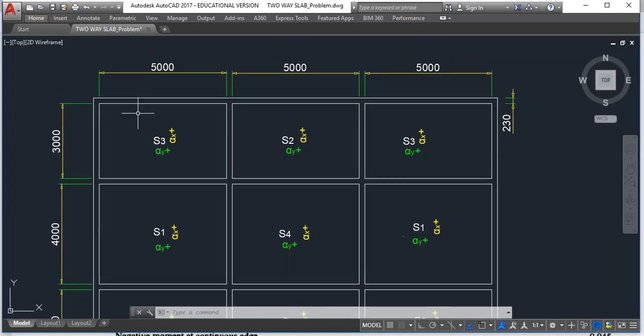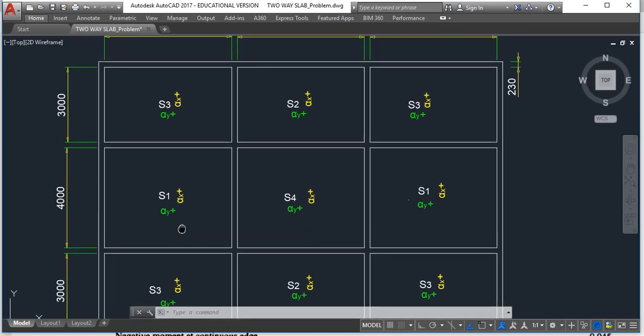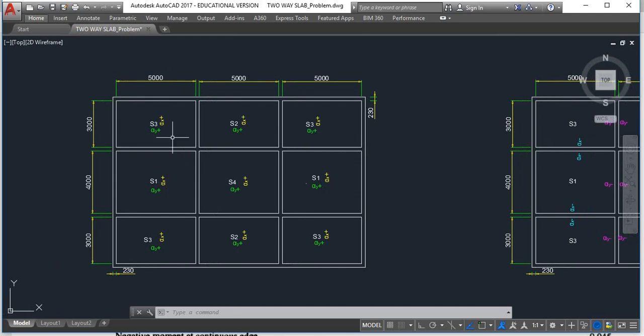And this alpha y positive is oriented along Ly. I do this for all the slabs. For now, if you check slab panel S1, Lx is the 4 meter side, so I am again orienting this along the y direction of the current plane, and alpha y positive is actually the longer span coefficient, which is now along the x direction of the current plane. Similarly, we can do this for all the slab panels.